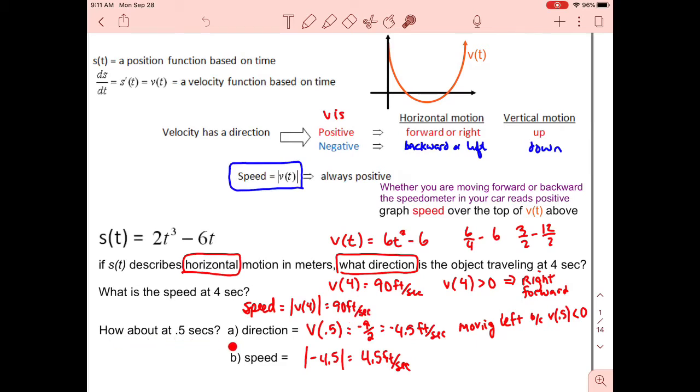And then what about at 0.5 seconds? What direction is it? Well, the velocity at 0.5 would be negative 9 halves. That comes from putting in 1/2 for t, squaring it, getting 1/4 times 6 is 6/4, minus 6. That would be 3 halves minus 12 halves, which is negative 9 halves. So it's negative 4.5 feet per second. Because the velocity is negative, we know the particle is moving to the left, and the speed would be the absolute value of negative 4.5, which is 4.5 feet per second. And again, speed is always positive, the absolute value of velocity.